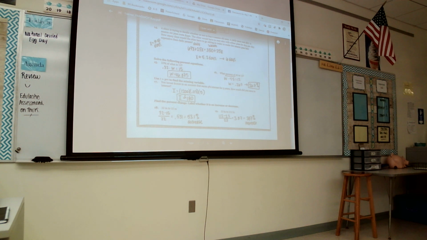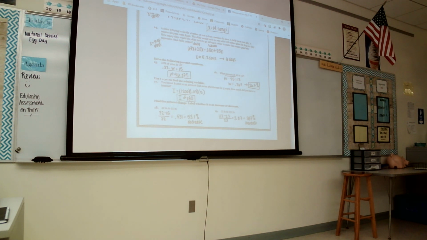You can see I set up a percent equation. If you like proportions, go for it. So that's 0.32 times W or whatever equals 15. My W came out to 46.875. Make sure on 16 you are finding a percent. So that's why I underlined it. When you get your answer, you need to convert it to a percent.